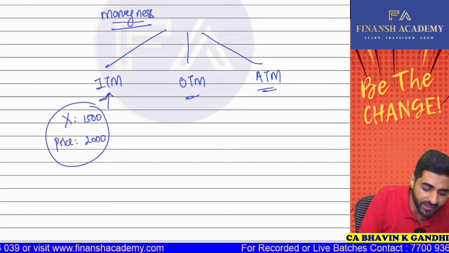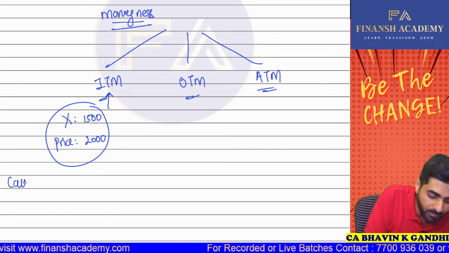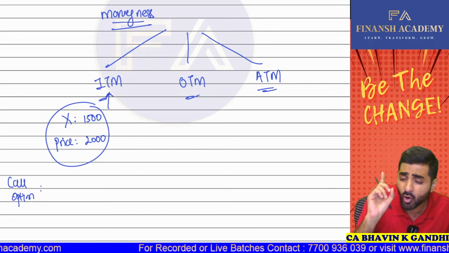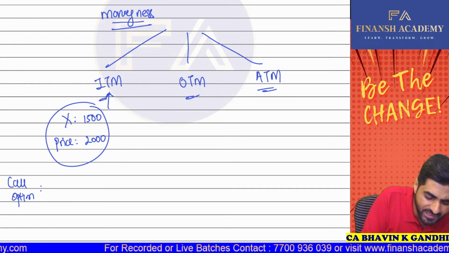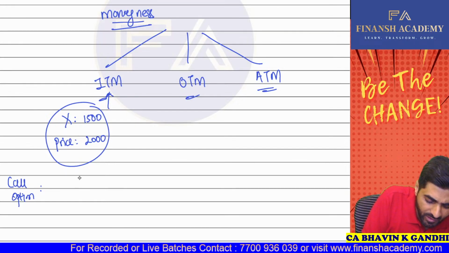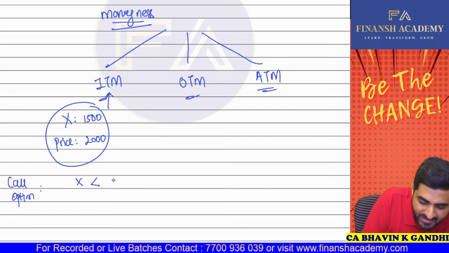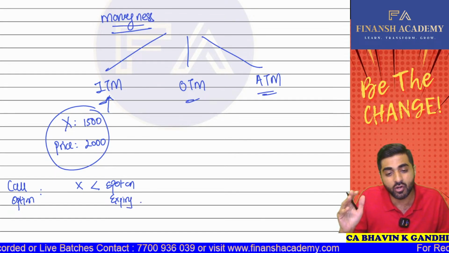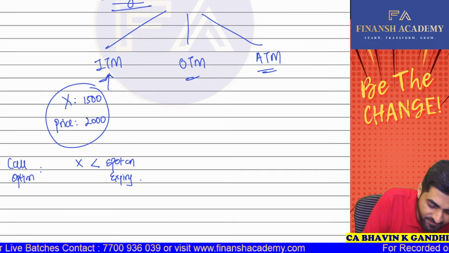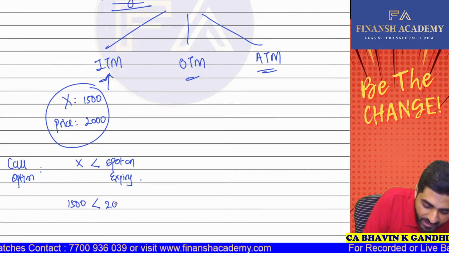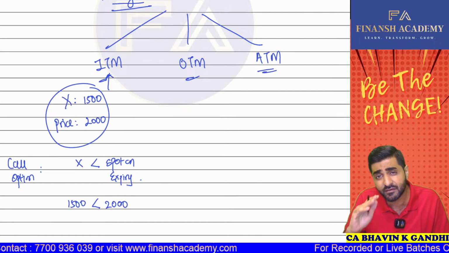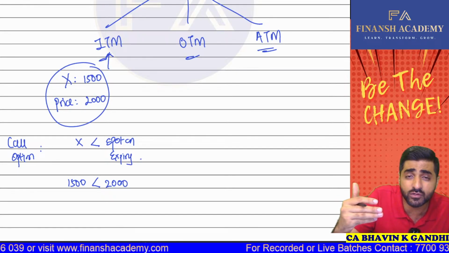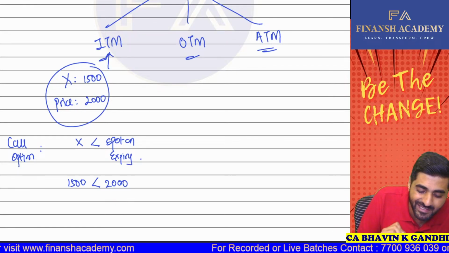So for a call option, there is an option buyer. You always have to understand that for an option buyer, if your strike price is less than the spot on expiry, suppose the strike price is 1500 rupees and the spot on expiry is 2000 rupees, can I say the option holder will definitely execute this particular contract? So this will be called in the money.